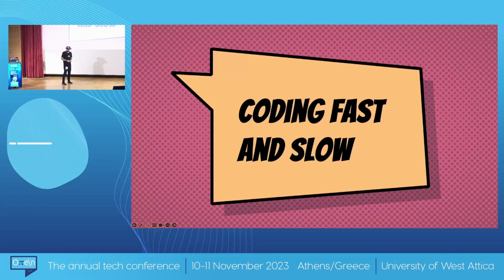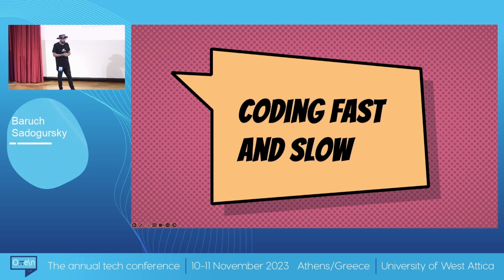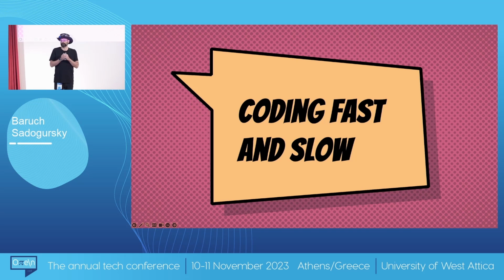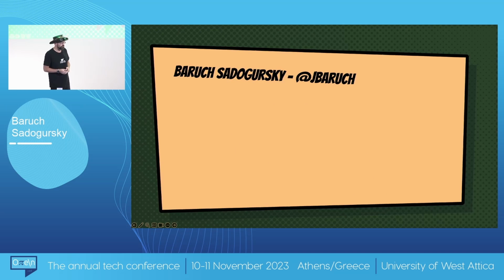Yeah, so Daniel Kahneman, almost my co-speaker, almost. We're going to talk a lot about him. He's not here. But yeah, we're going to talk about the cognitive aspects of developer productivity. And we will see how Kahneman's insights that actually brought him the Nobel Prize can be applied to improving developer practices and efficiency. So yeah, my name is Baruch Sadogursky.